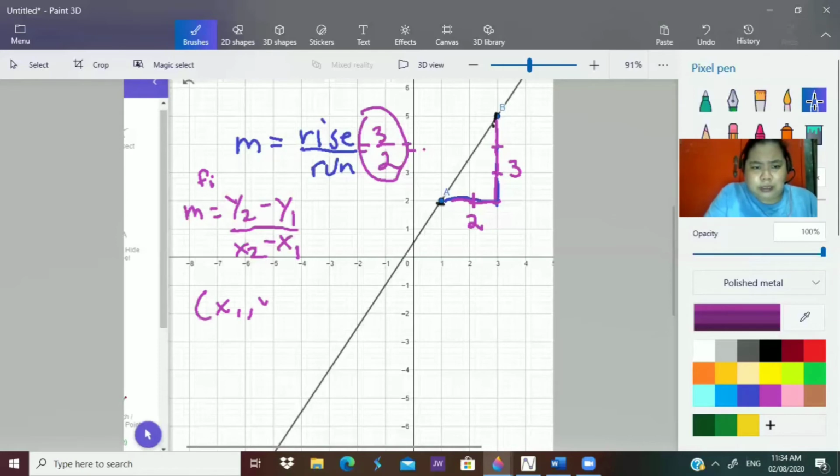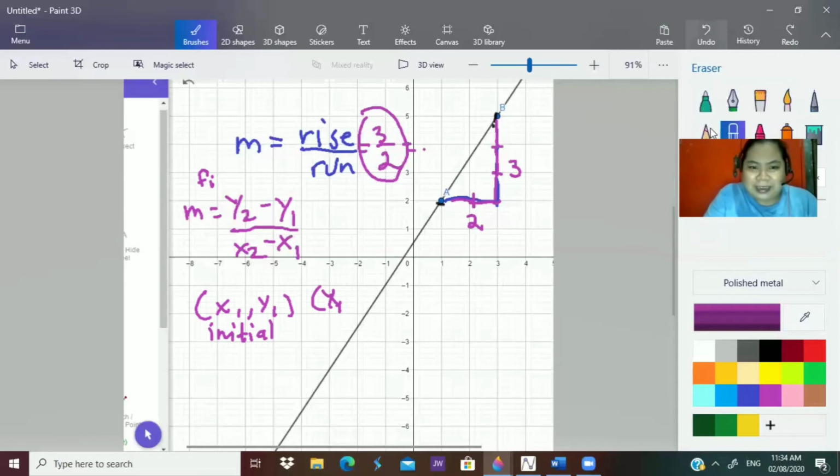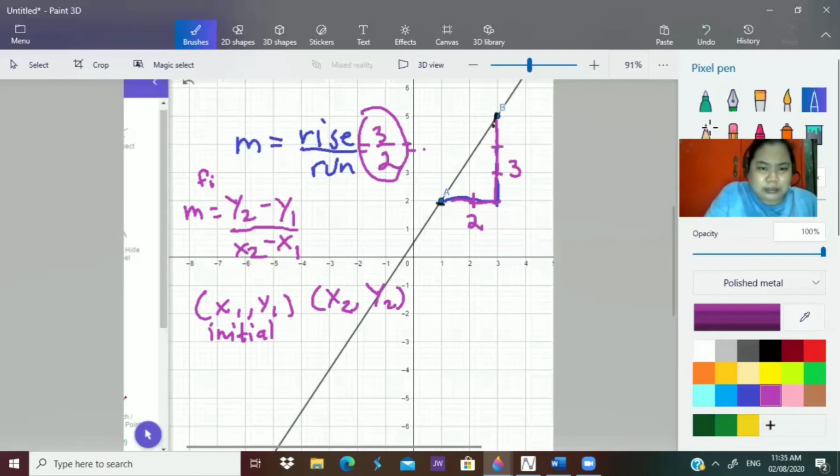X sub 1, y sub 1, ito yung initial. Tapos x sub 2, burahin ko muna. Okay. Bakit daw nauna ang y sub 2 sa y sub 1? Tinanong din sa akin to ng bata last year. Okay, ito is final. So, alam natin ang points shows location. So, lumalabas dito, x sub 1, y sub 1 is the initial location and x sub 2, y sub 2 is the final location.